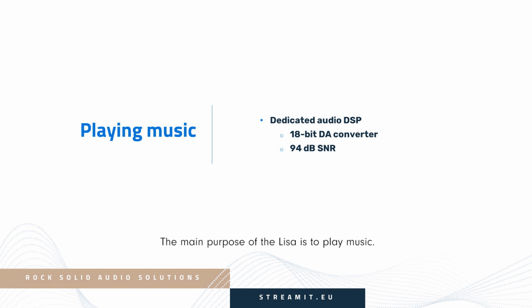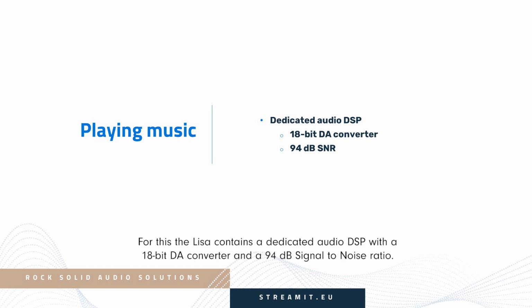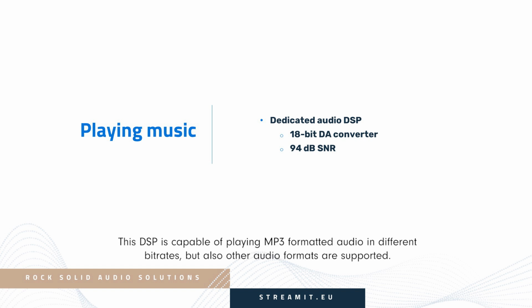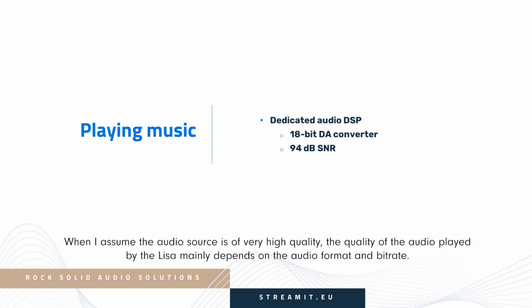The main purpose of the Lisa is to play music. For this, the Lisa contains a dedicated audio DSP with an 18-bit DA converter and a 94 dB signal-to-noise ratio. This DSP is capable of playing MP3 formatted audio in different bit rates, but other audio formats are supported as well. When I assume the audio source is of very high quality, the quality of the audio played by the Lisa mainly depends on the audio format and the bitrate.